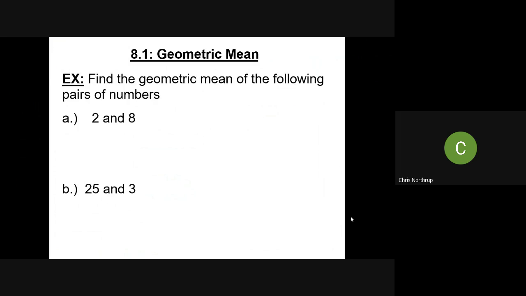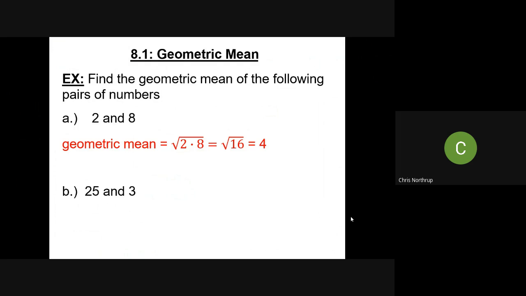So for example, let's say I have some pairs of numbers, 2 and 8, 25 and 3, and I had to find the geometric mean. Well, for the first pair, I take the square root of 2 times 8. That happens to be 16, and the square root of 16 is 4. So that's the geometric mean of 2 and 8.